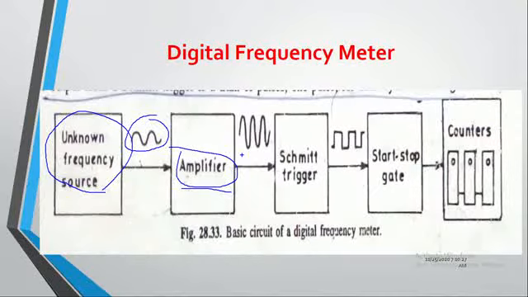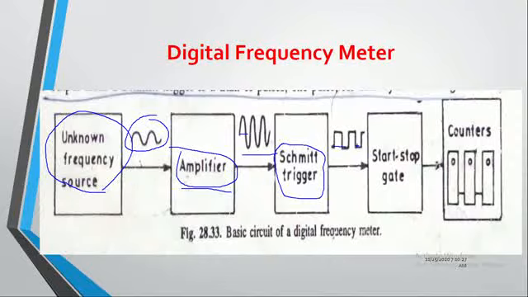At the output of this amplifier, we have the high intensity input signal, which means the same unknown signal, the amplified signal. These amplified signals are given as an input to the Schmitt trigger. We know that the Schmitt trigger will convert the sinusoidal wave into the square wave. Remember, for every cycle of the input signal, the Schmitt trigger will show an equivalent pulse at the output.